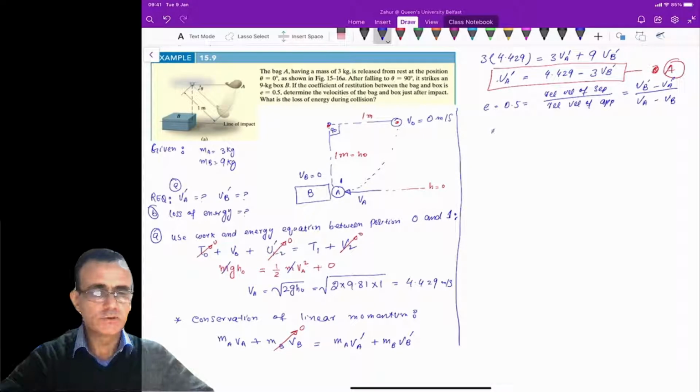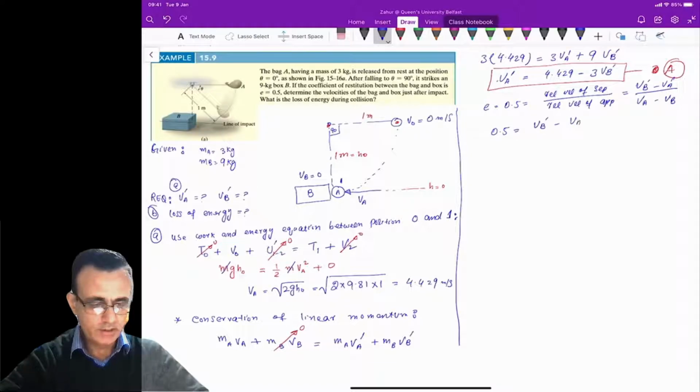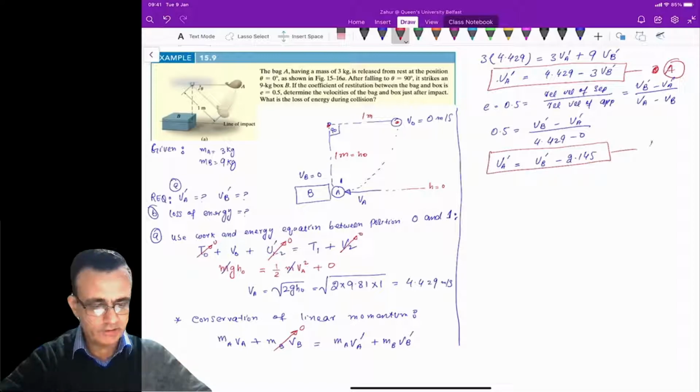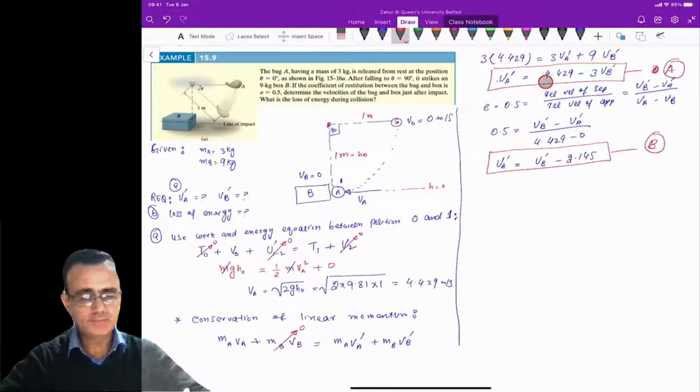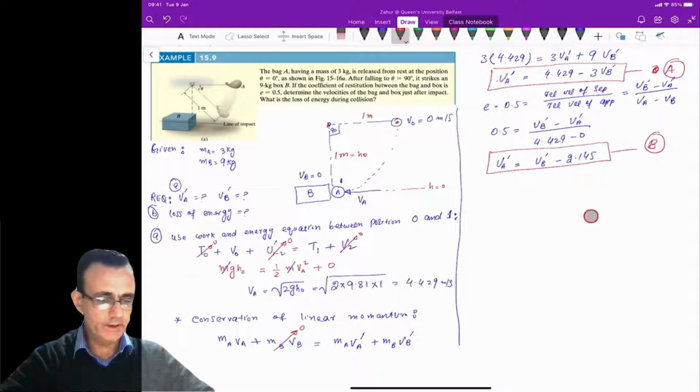So if you just put the values here, what you will get is VB dash minus VA dash divided by 4.429 minus 0, because this velocity is 0, and VA that we have here is 4.429. So now again we can simplify this equation, and what we will get is VA dash is equal to VB dash minus 2.145. So this is our equation B here. Now we have two equations and two unknowns, so we can solve these equations together and we can calculate VA dash and VB dash.